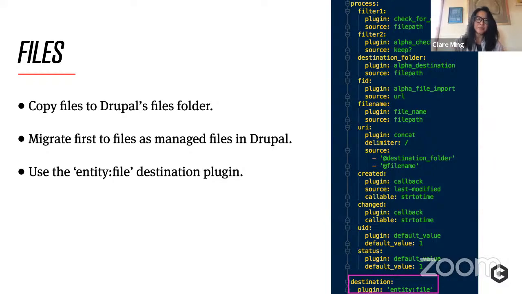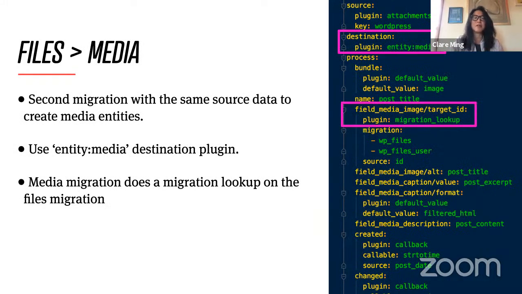Next slide. And the second part of this process is then once you have your file entities ingested and imported, you can create your media entities out of them. So there is also a ready to go destination plugin called Entity Media that will do this for you. And as part of that process, you need to do a migration lookup on the files migration that just occurred to make that link or that reference between the media entity and the file entity. So that, in summation, is just the general process for getting media entities into a Drupal system.